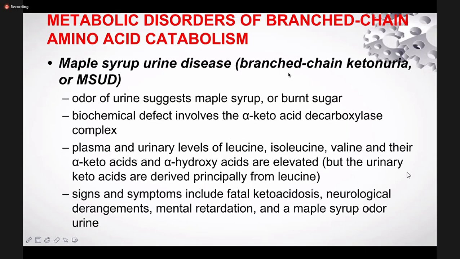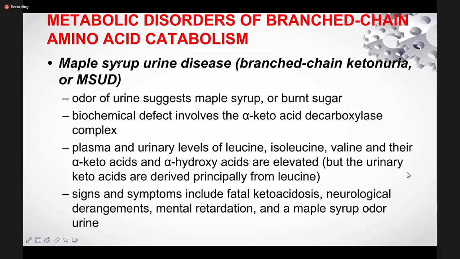So, metabolic disorders of branched-chain amino acids. So we have the following metabolic disorders. Earlier, for each amino acid, we tackled the different metabolic disorders in relation to a particular amino acid. Now for the branched-chain amino acids, these are their metabolic disorders. So we have first the maple syrup urine disease, or the branched-chain ketoaciduria, or MSUD.